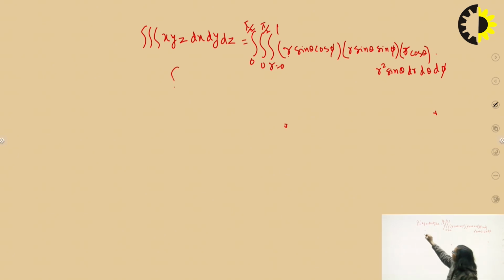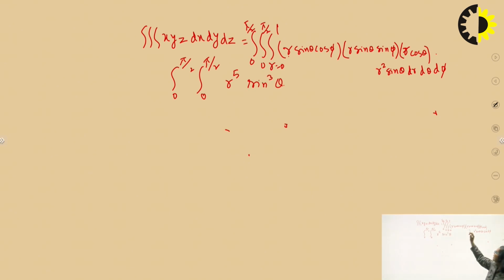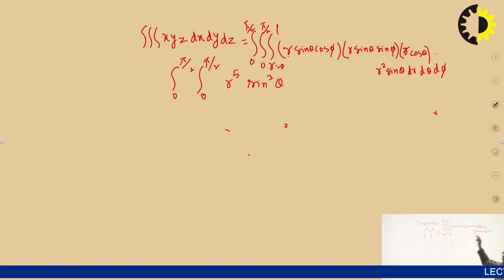So I can write this as integral 0 to pi by 2, integral 0 to pi by 2. If we look at the total power of r here, it's r into r into r into r square, so this will become r to the power 5. Look at the sin theta. It's sin theta into sin theta is sin square theta, into sin theta will become sin cube theta. Next is cos theta. Cos theta is appearing only once, so I write here cos theta.